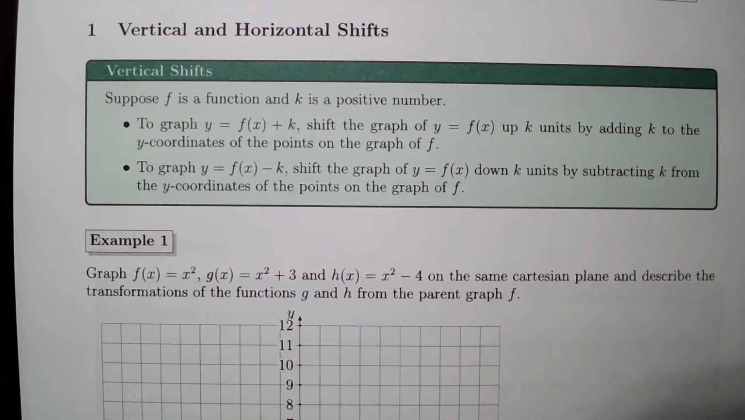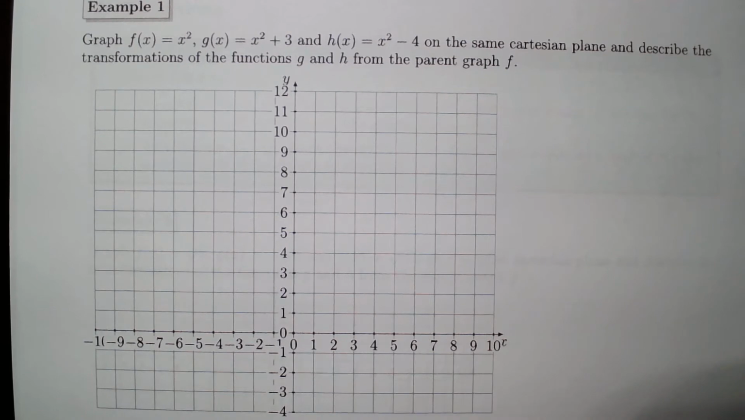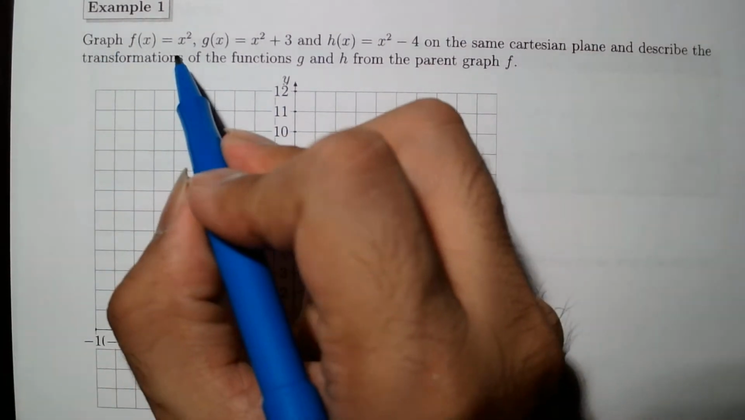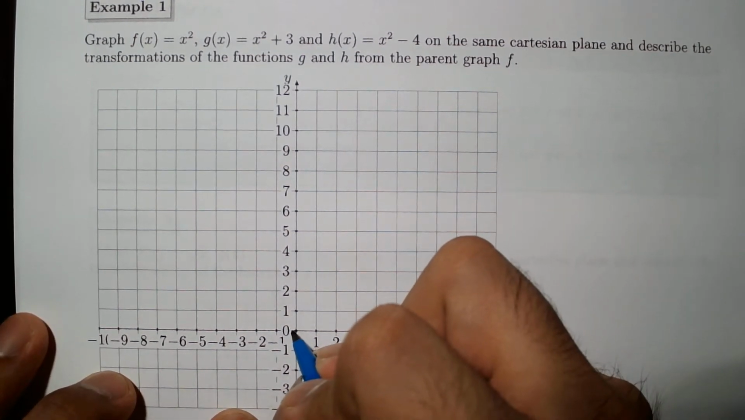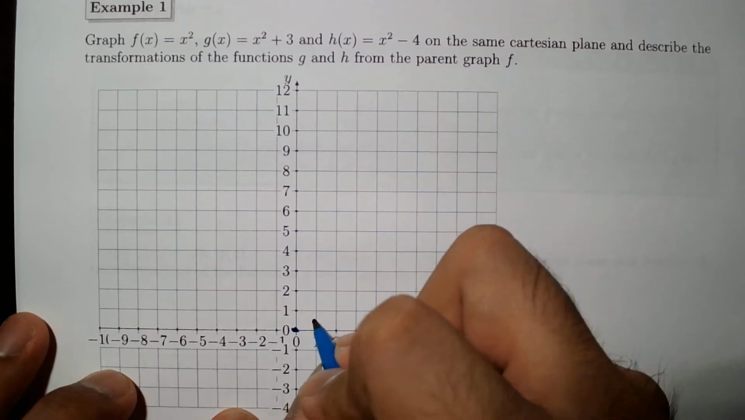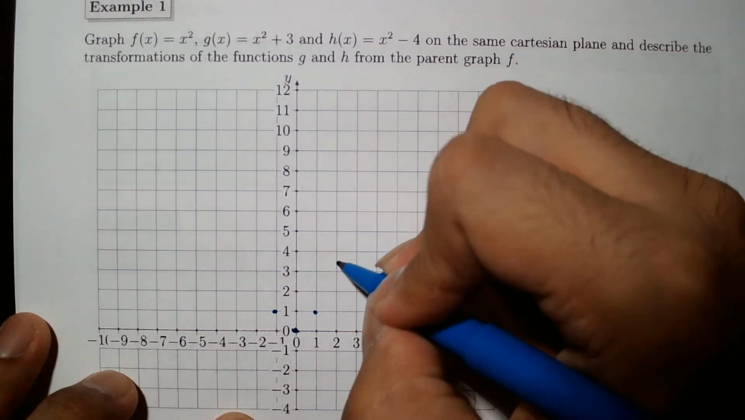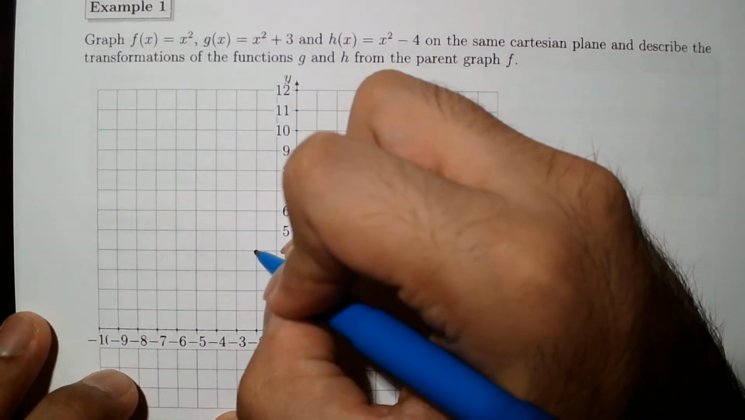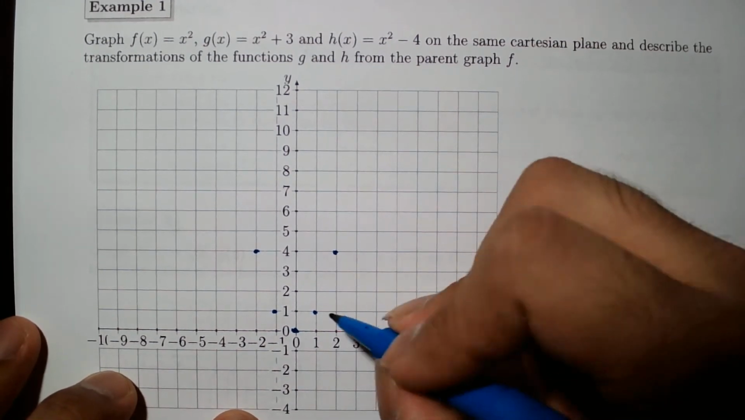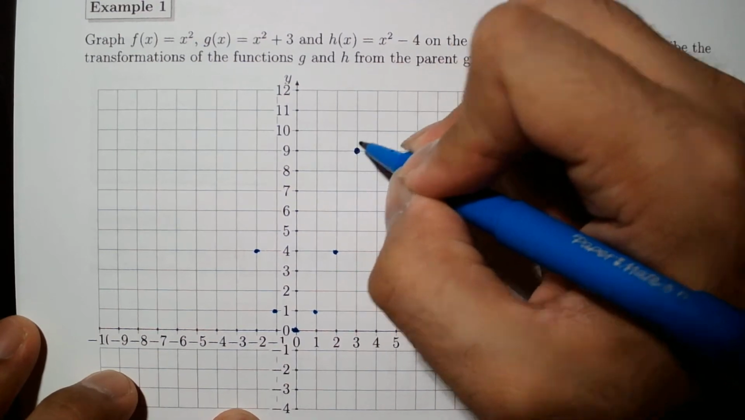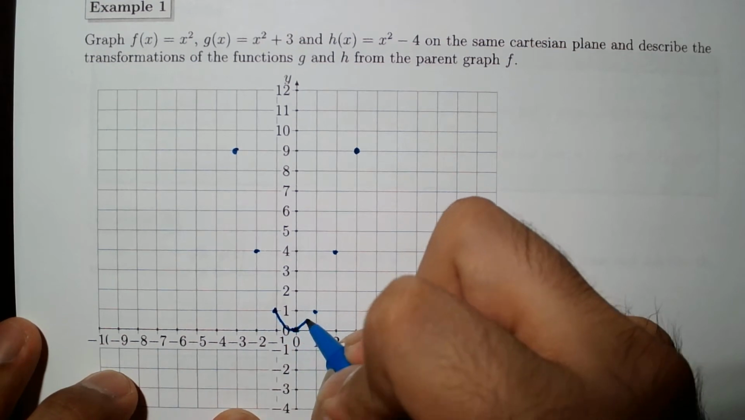We're going to do one example right here. We're going to do this by hand, and then we're going to verify this using our graphing calculator. So let's graph f of x equals x squared. The parent graph contains the origin, the point 1, 1, negative 1, 1. And when x equals 2, 2 squared equals 4, and negative 2 also gives 4. When x is 3, that's going to be 9, and when negative 3, it's also positive 9. So I'm going to use blue for this graph.